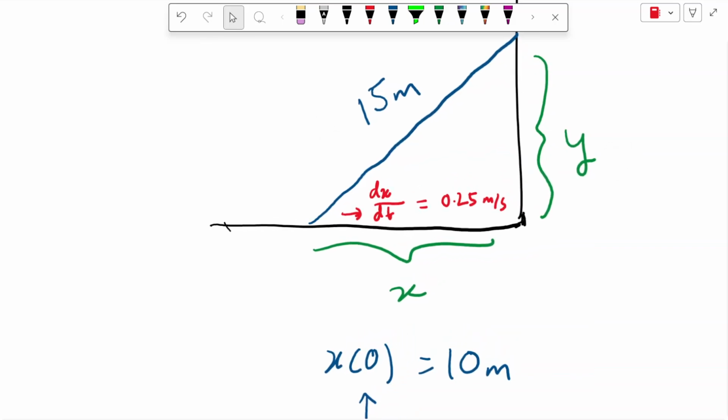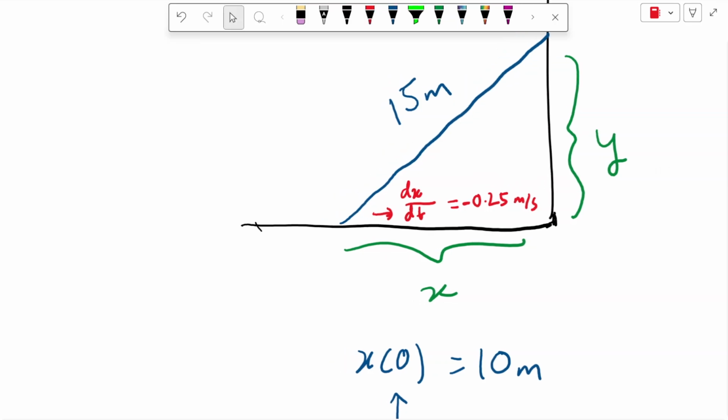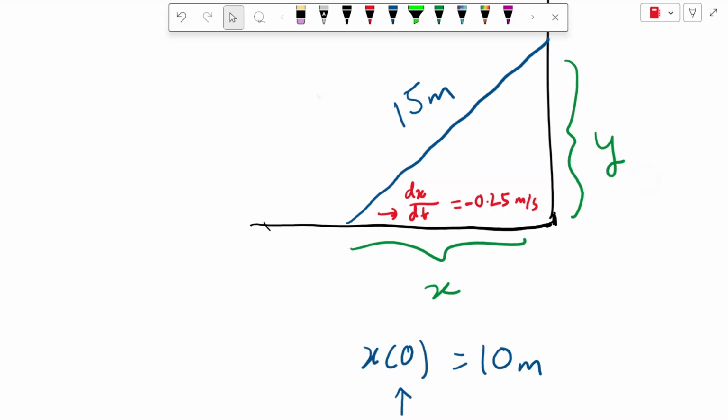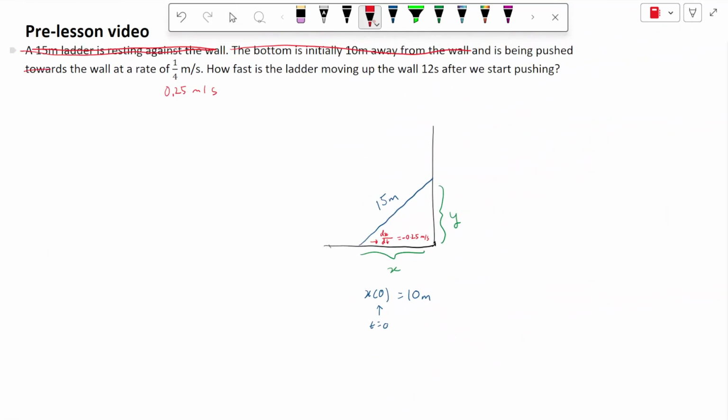Now, it's actually not, because it's negative 0.25. Because x was 10, that's going to be getting smaller because the ladder is getting closer to the wall. So that's why there's a negative sign on dx over dt. And similarly, I'm just going to cross out that bit of information.